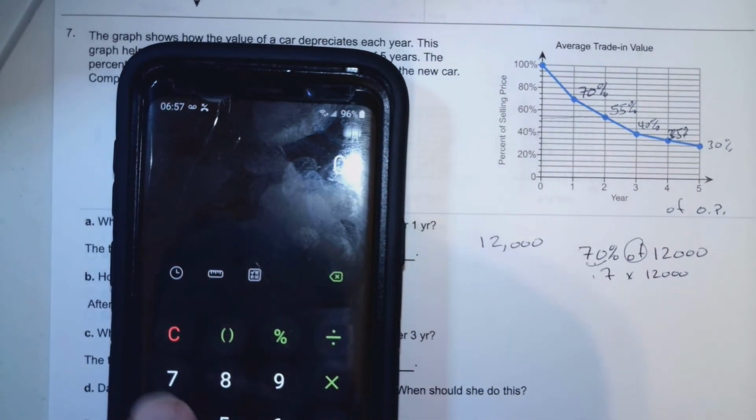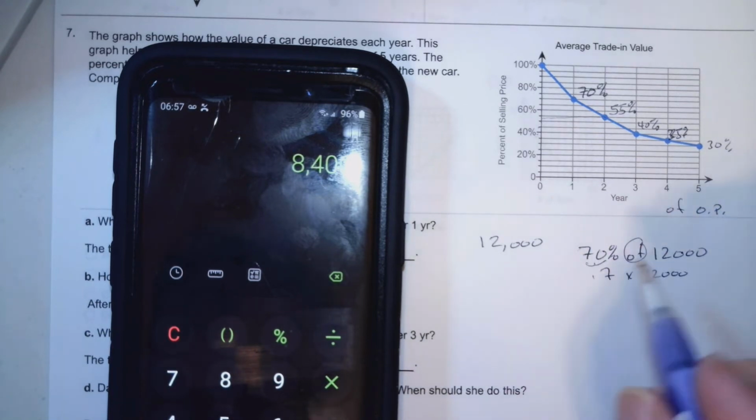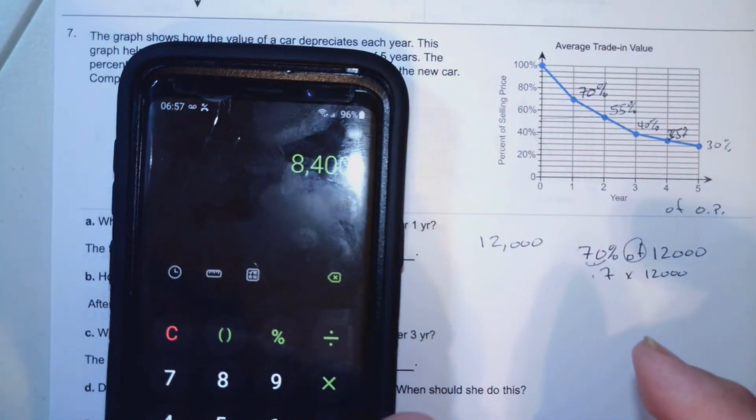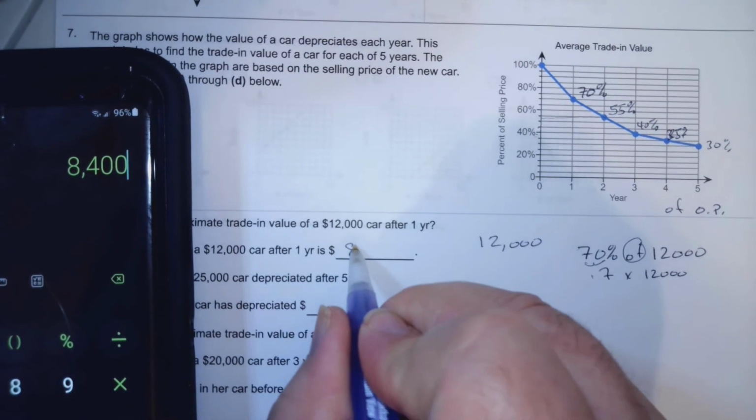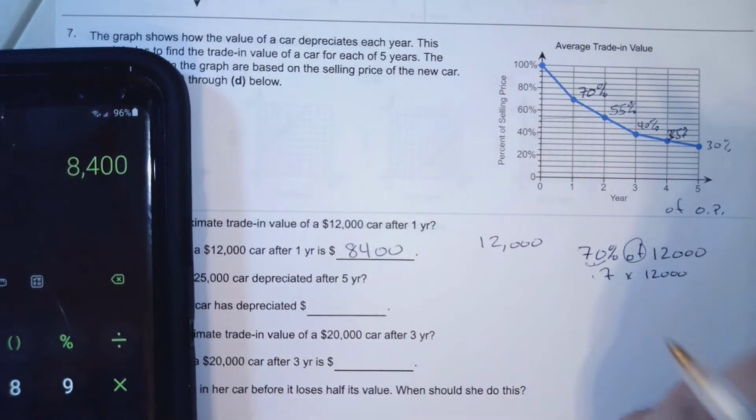Okay, so it's 0.7 times 12,000. So it's going to be worth $8,400.